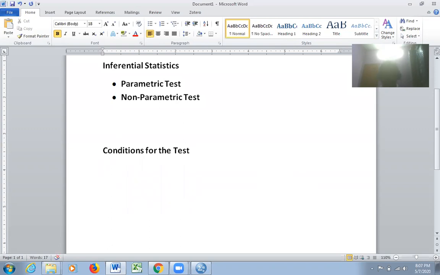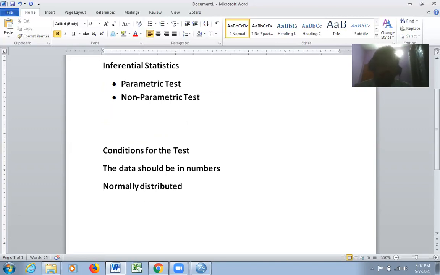Basically, they say that the data should be in numbers. The data should be numerical data. It should be scale data. You can say it's interval data, ratio data. It should be numbers. And secondly, the data you have collected should be normally distributed. Only when the data is normally distributed and the data is in numbers, you can go for a parametric test.